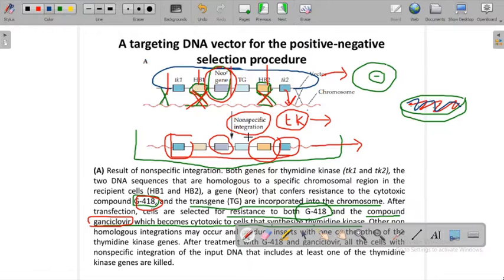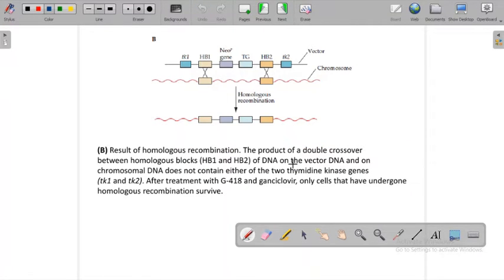Based on G418, this is called positive selection, and based on the TK gene, it is called negative selection.